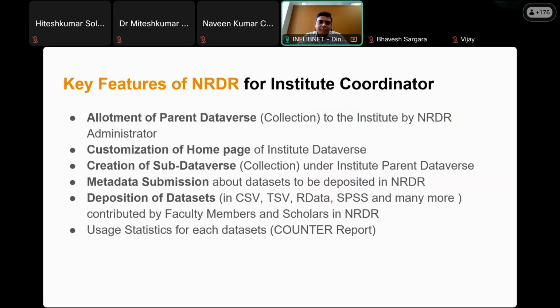And again, once they submit the data, the individual users and the institutions can also get the usage statistics, how each data set is used, if someone has downloaded or viewed it. Those kinds of data set reports will also be available from this National Research Data Repository.